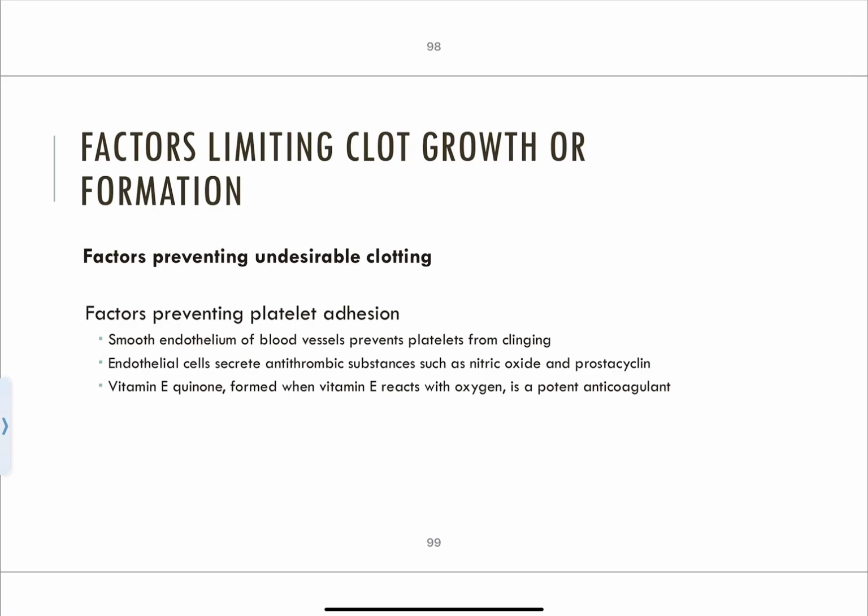We also have factors preventing undesirable clotting. So remember I mentioned as long as our endothelial cells are intact and healthy, platelets are prevented from clinging and piling up, because they're releasing nitric oxide and prostacyclin. So we have antithrombic substances, which would include the nitric oxide and prostacyclin, but we also have others that can be secreted by endothelial cells that normally prevent platelet adhesion. So things like vitamin E is a really potent anticoagulant.